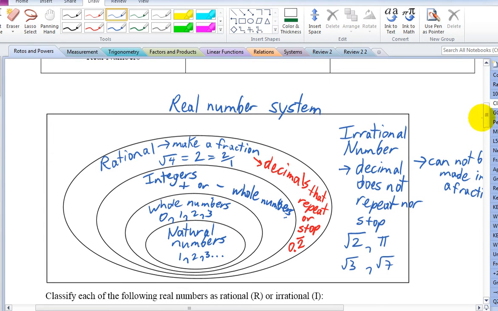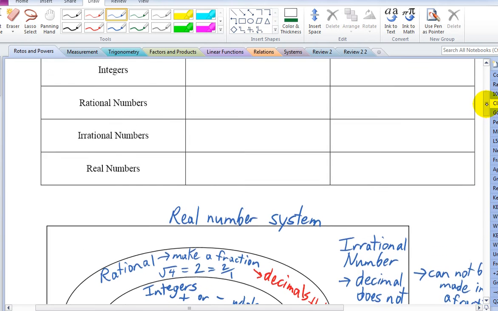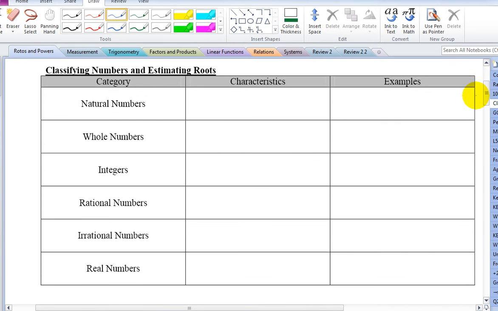So this diagram can help you remember it. Rational, integers, whole numbers, natural numbers. Inside out or outside in, whichever way you want to think about it. Okay. Let's go back up here to the chart then, and we'll fill out the chart. So our natural numbers are our counting numbers. Okay, 1, 2, 3, and so on. Anything that you can count. Our whole numbers are 0 plus the counting numbers.